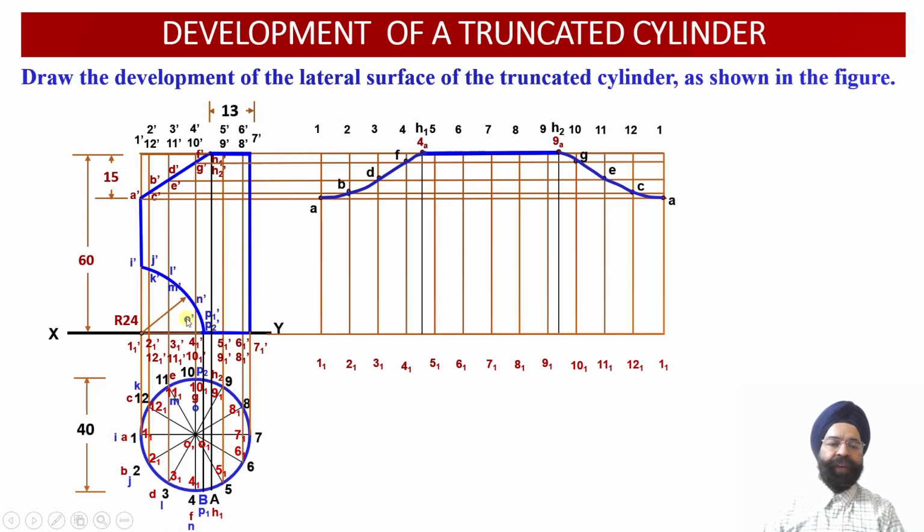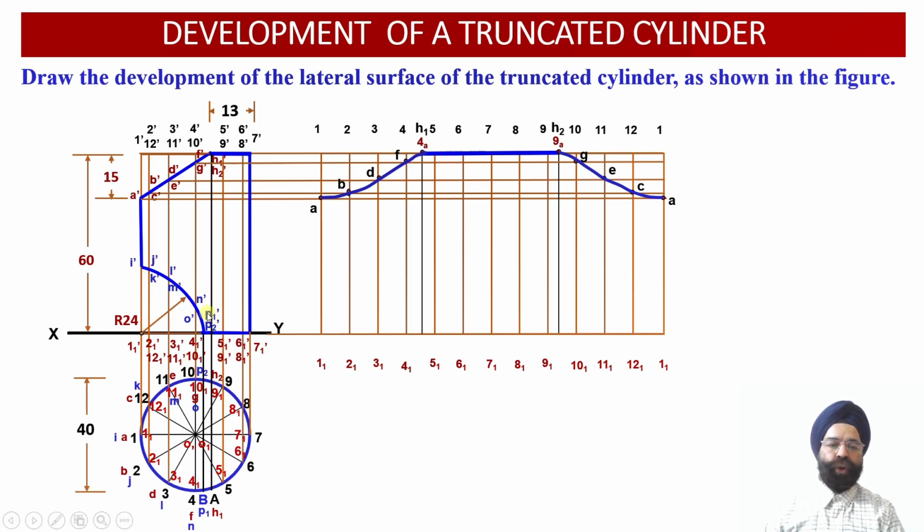Similarly, the next 2 points of intersection happen to be N dash and O dash, obtained over here. So N dash is the point of intersection of the circular cutting plane with vertical generator 4 dash, 4 1 dash, and O dash is the point of intersection of the circular cutting plane with the vertical generator 10 dash and 10 1 dash over here. So point N in the top view will be coinciding with 4 and 4 1. Point O in the top view will be coinciding with vertical generator 10 and 10 1 over here.